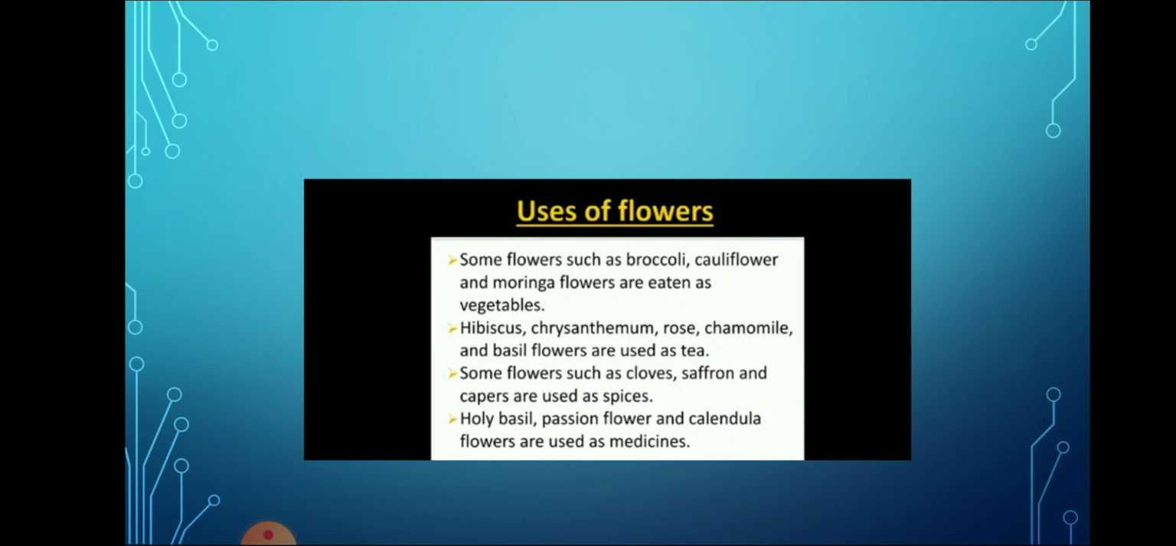Now we shall discuss the uses of flowers. Some flowers such as broccoli, cauliflower and moringa flowers are eaten as vegetables. Hibiscus, chrysanthemum, rose, chamomile and basil flowers are used as tea. Some flowers such as cloves, saffron, and capers are used as spices. Holy basil, passion flower, and calendula flowers are used as medicine. So flowers are used in so many places also.